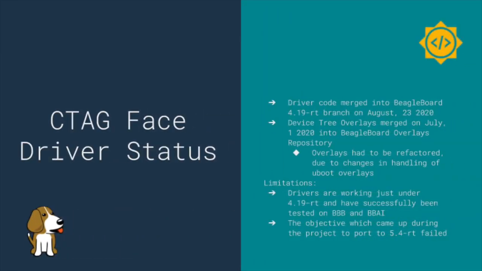The status of the CTEC phase drivers is that all driver code has been merged into the Beagleboard 4.19 RT branch. Also, all created device tree overlays had been merged on July 1st. However, those had to be refactored with another GSoC student who worked on overlays to handle all changes which were made to U-boot overlays. The limitations of the CTEC phase drivers are that the drivers are working just for 4.19 RT and have successfully been tested for Beaglebone Black and Beaglebone AI.